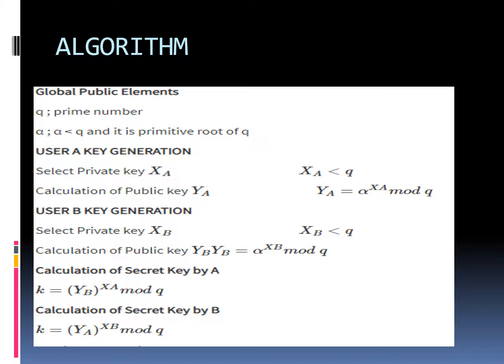Calculation of the secret key by A involves K is equal to YB power XA mod Q. Calculation of the secret key by B involves K is equal to YA power XB mod Q.